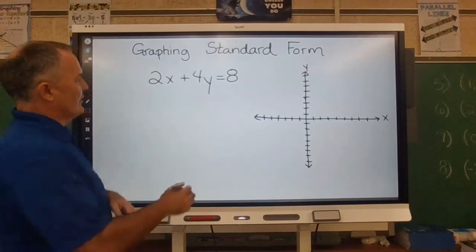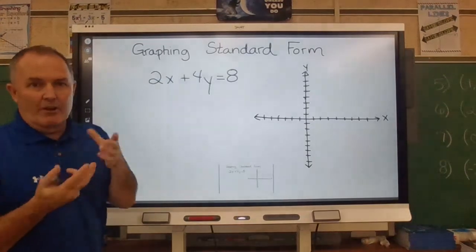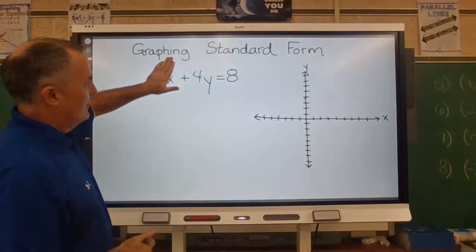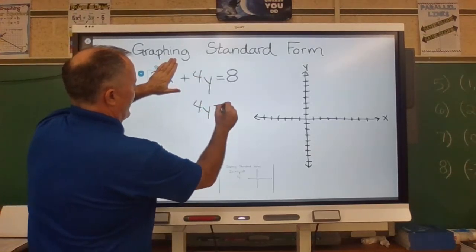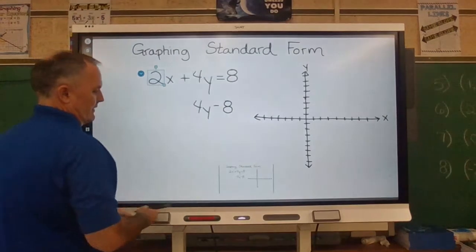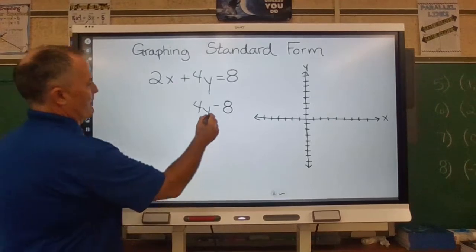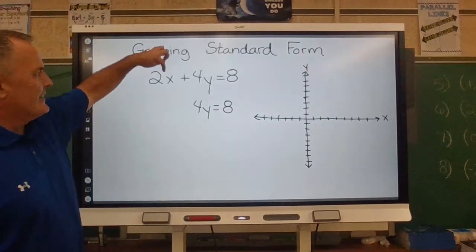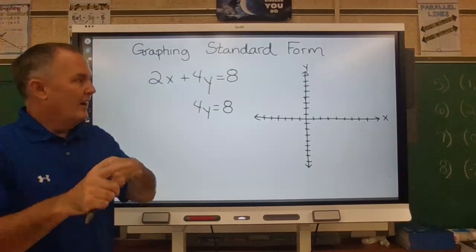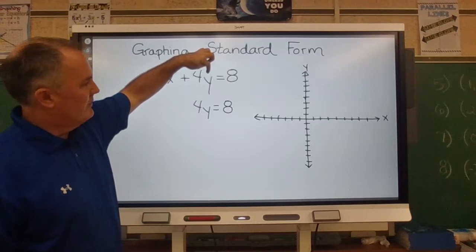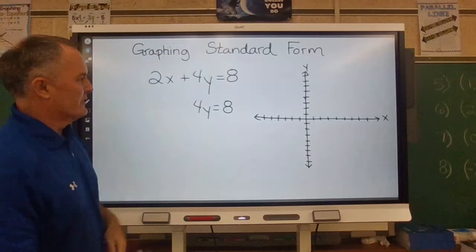So essentially, if I let x equal 0, and 2 times 0 is just 0, we eliminate that by letting that equal 0. So by letting x equal 0, all I'm left with is 4y equals 8. Now, just the reverse, if I let y equal 0, then that cancels that part out, and all I'm left with is 2x equals 8.